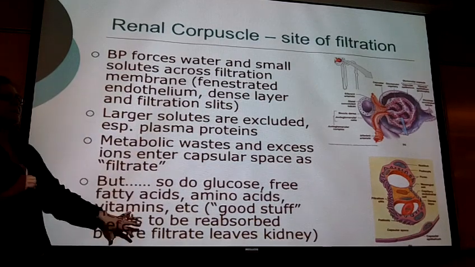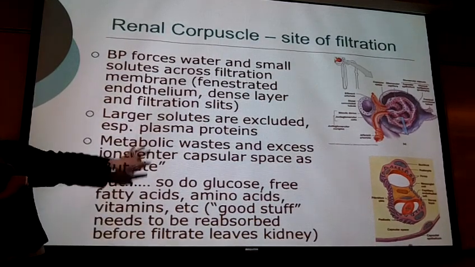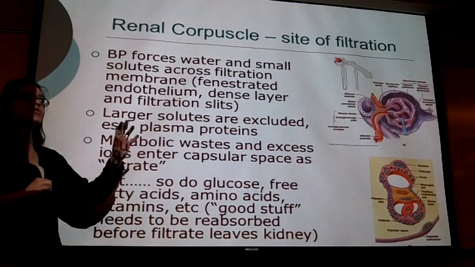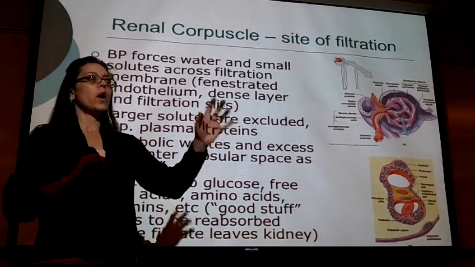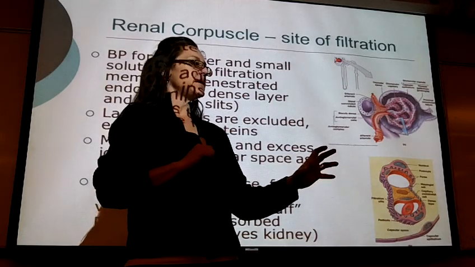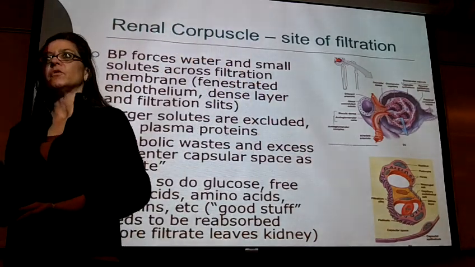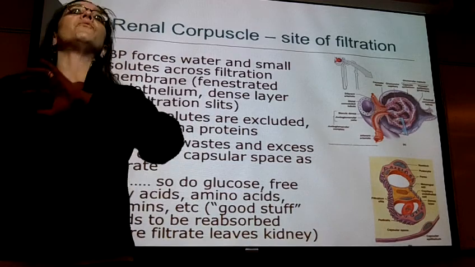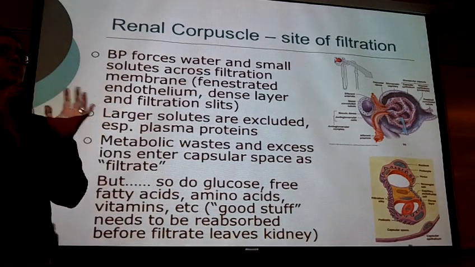So whatever didn't end up in the filtrate here at the corpuscle, secretion is going to allow us one more chance to take things out of the blood and put it into the filtrate and become urine before it leaves the kidney, and then we can't adjust it anymore.